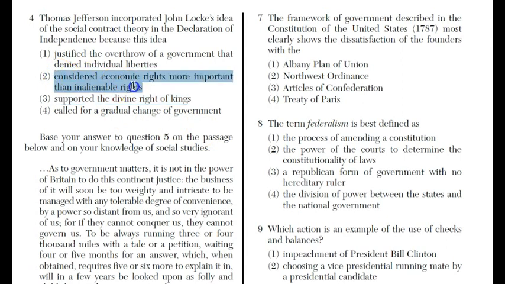Because it considered economic rights more important than inalienable rights. That doesn't even make sense. An inalienable right is a right that you can't give away. To alienate something means to get rid of it, to give it away. Economic rights, an inalienable right. There, you could theoretically have an economic right that's inalienable. This doesn't make any sense. What are you left with?